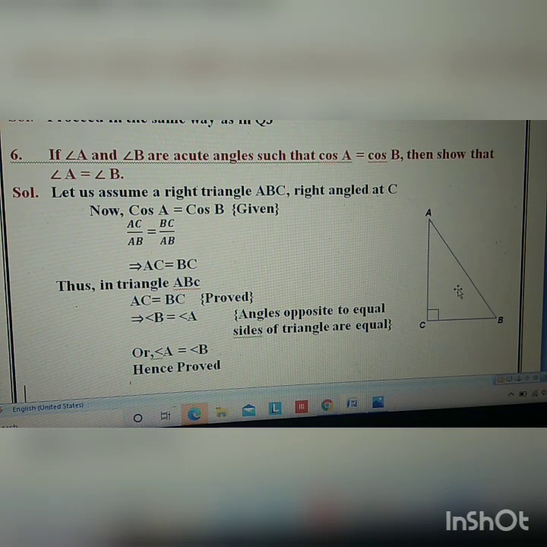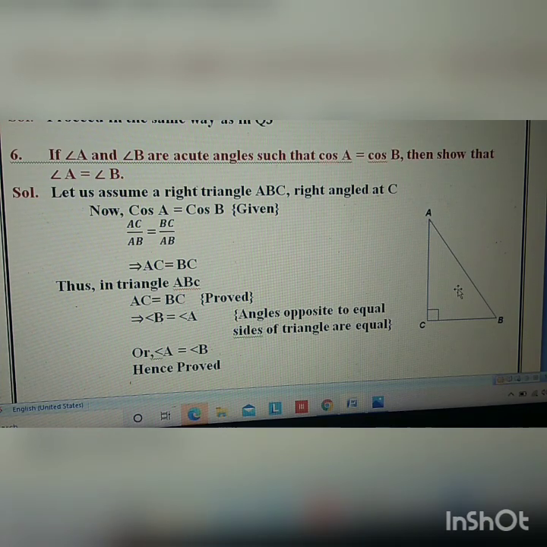Now, let us suppose ABC is a right triangle, right-angled at C, because angle A and angle B are acute angles, so they cannot be 90. Now we are given that cos A is equal to cos B. As we know, cos is the ratio of base and hypotenuse. For angle A, the base would be AC, because the side adjoining the 90-degree angle and angle A is AC, and the hypotenuse is always fixed, which is AB. For angle B, the base would be BC and the hypotenuse would be AB. Now the same denominators AB get cancelled out, so we are left with AC is equal to BC.